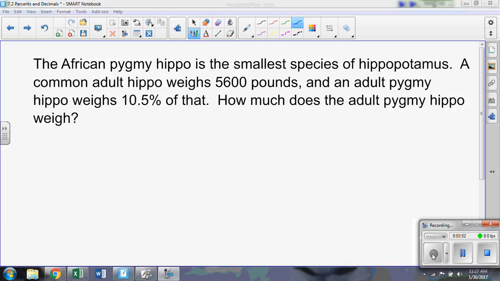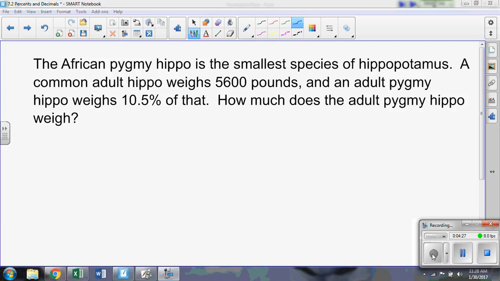You're already familiar with converting back and forth between the two, so let's see how you can use decimals to solve the percent of a number. The African pygmy hippo is the smallest species of hippo. Now, a common adult hippo would weigh approximately 5,600 pounds. And an adult pygmy hippo weighs approximately 10.5% of that amount of the common adult hippo. So, how much would an adult pygmy hippo weigh?